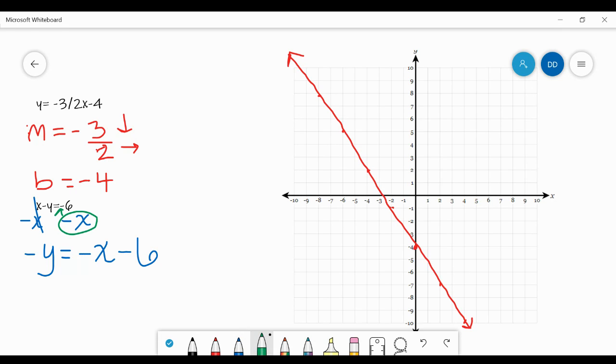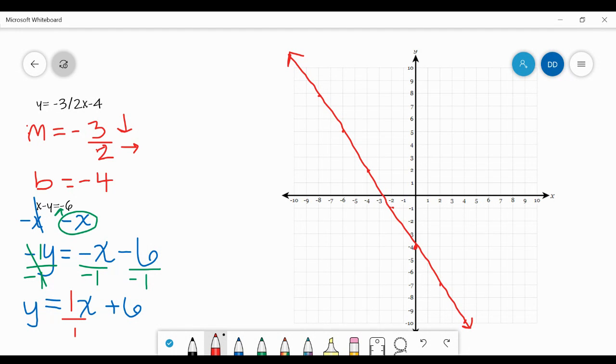The y is still negative, which we don't want. So I'm going to put that -1 in front and then divide everything by what's in front of y, which is -1 in this case. The negative ones cancel. So we're left with y equals a negative divided by negative is a positive, so we're going to have a positive x. And same thing, negative divided by negative, so we're going to have a positive 6. Now, when there's no number in front of x, we know that it's 1, and we can always put that over 1. So for this equation, our slope is 1 over 1, and our y-intercept is 6.